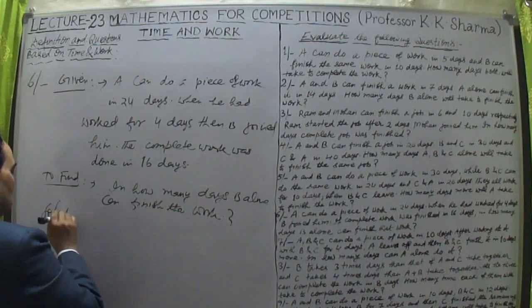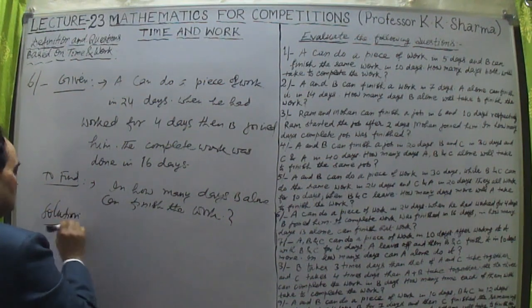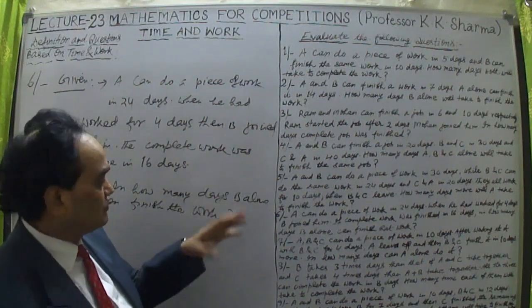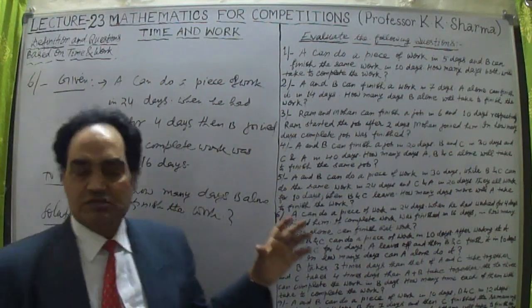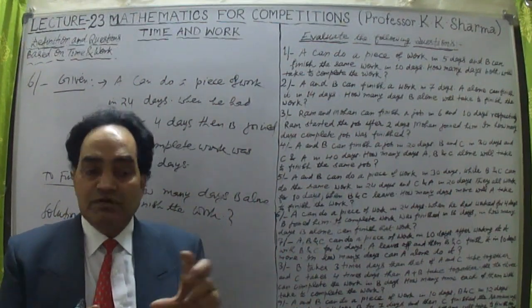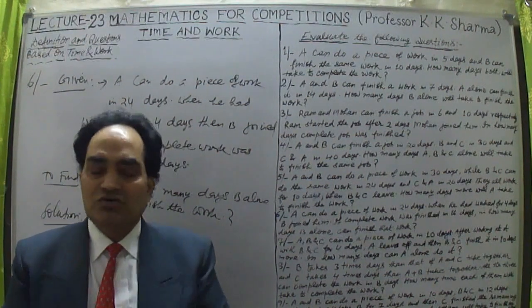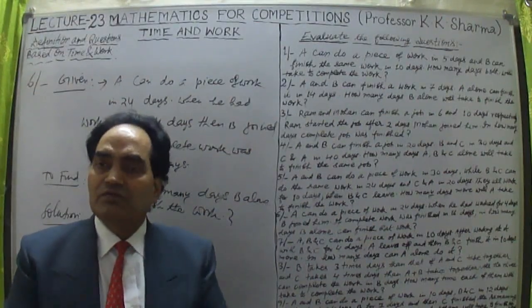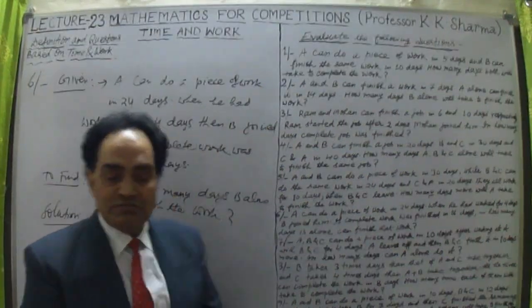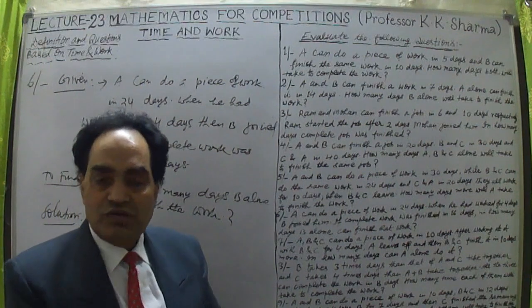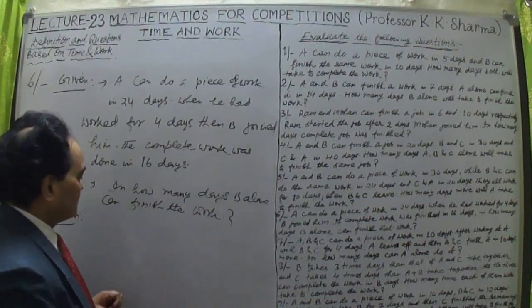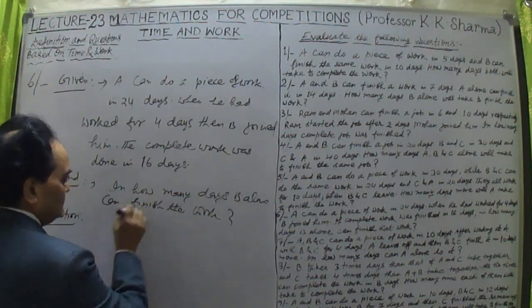Solution. Now try to understand. What is the rate of work of A? A worked for 4 days. After that, the whole work is completed in 16 days. So the remaining work was completed by both. We do not yet know the rate of working, but it can be calculated because the number of days remaining is 12 days. Then we can find out the rate of work of A.